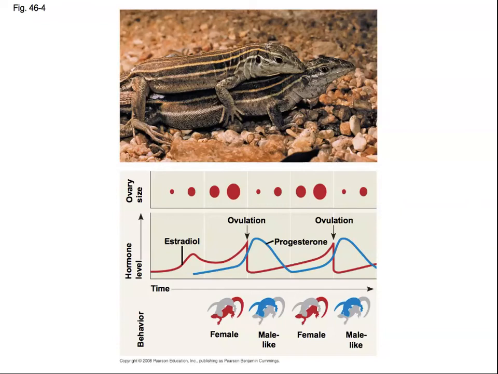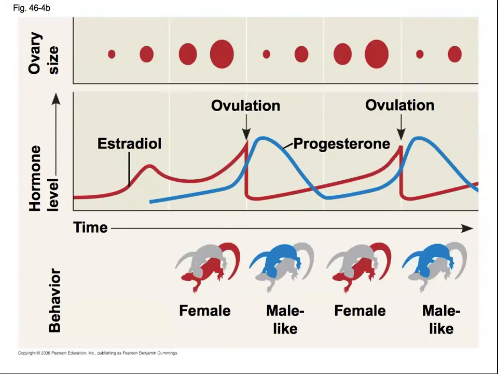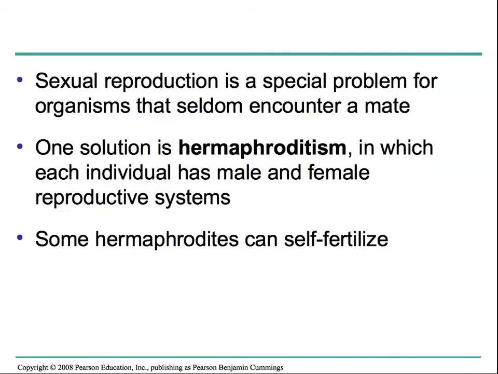Silly lizards. But the interesting thing here is the middle graph, where estradiol is estrogen, and you know it comes up, you get ovulation at that point, and then progesterone comes up, and then estrogen comes up, they ovulate again, and they keep cycling that way, and so you get these different behaviors, but they're reproducing by parthenogenesis. They just are confused. All right? Silly lizards.